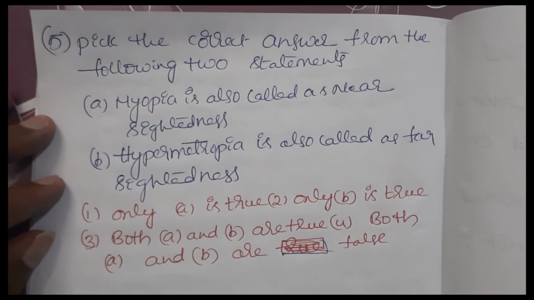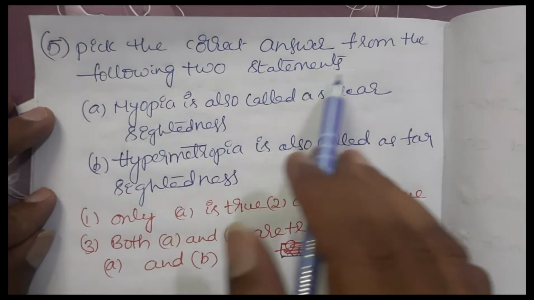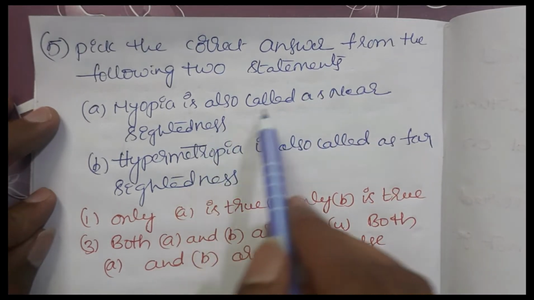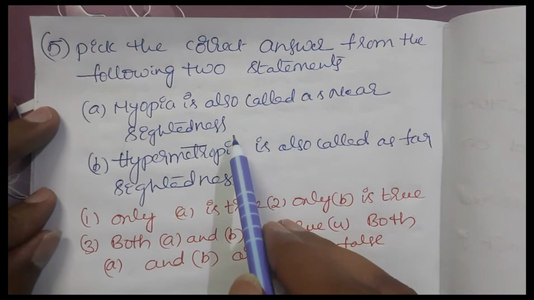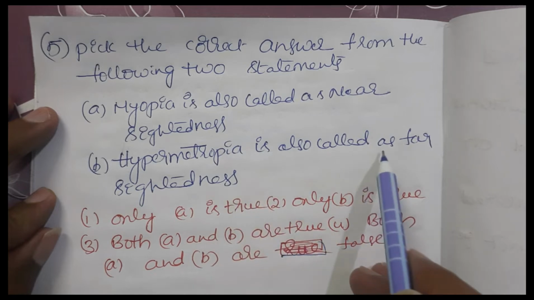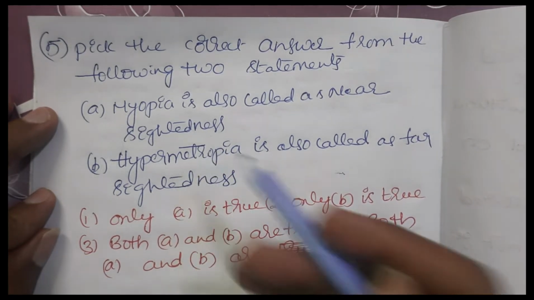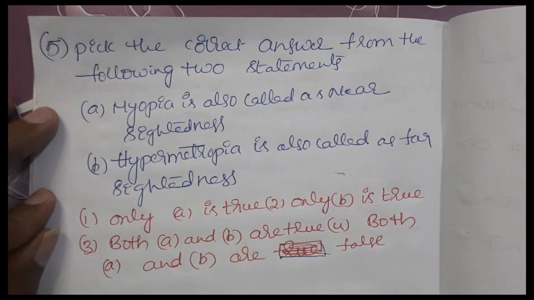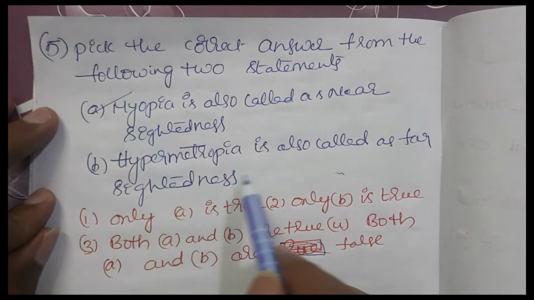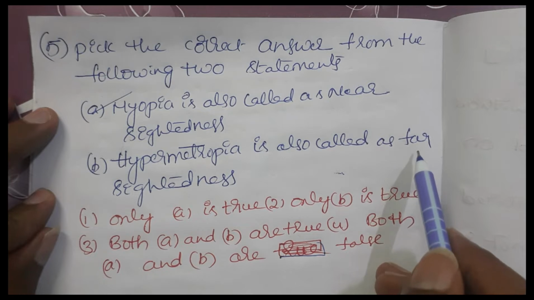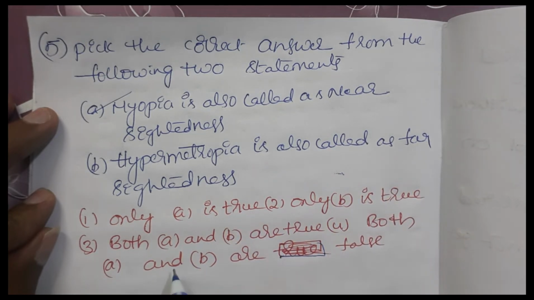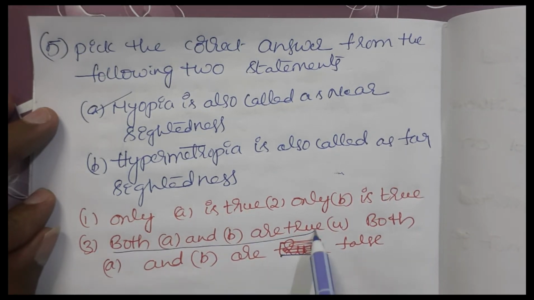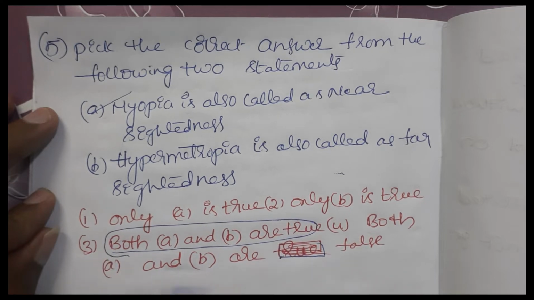Question number 5. Pick the correct answer from the following two statements. Myopia is also called nearsightedness. Hypermetropia is also called farsightedness. You know, myopia is also called short-sightedness or nearsightedness, so it is right. Hypermetropia is also called long-sightedness or farsightedness, so both A and B are true.